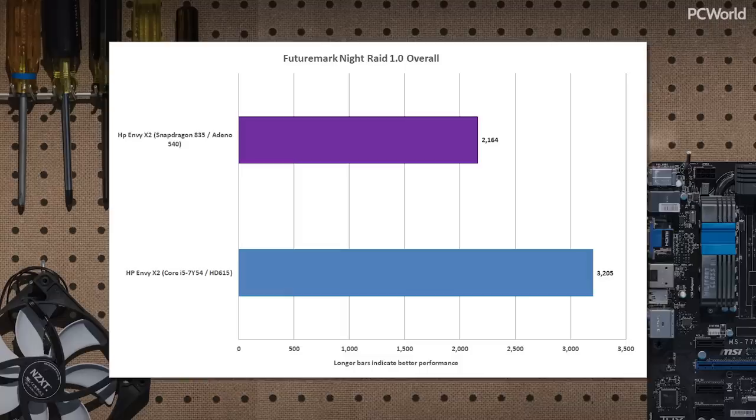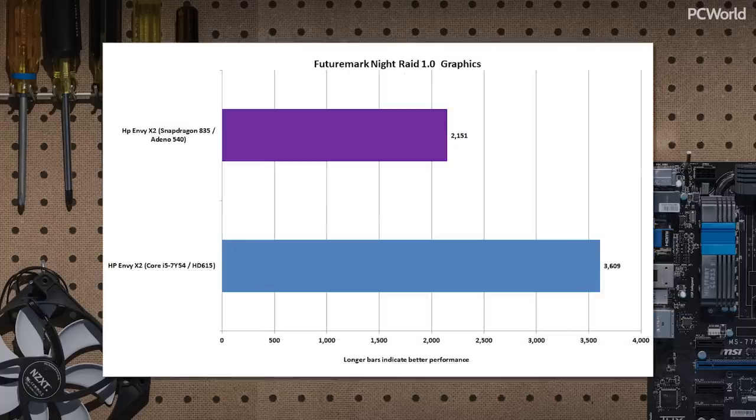FutureMark Night Raid 1.0, fairly new benchmark. It actually has native support for ARM, both the SoC for the graphics part and the CPU. Looking at the overall performance, it's not that bad. And then we dive down into the Adreno 540 versus the HD615, and gosh, what is that? 68%. So, of course, we are looking at integrated graphics, so neither of them are great, but Intel integrated graphics can hold its head up high.